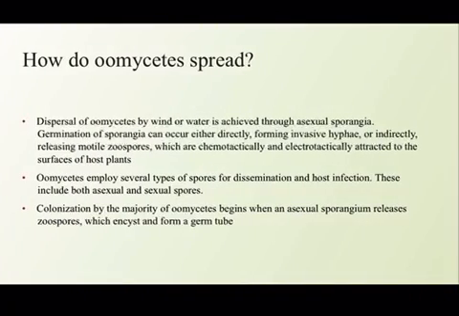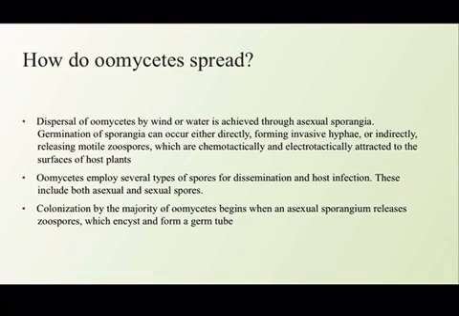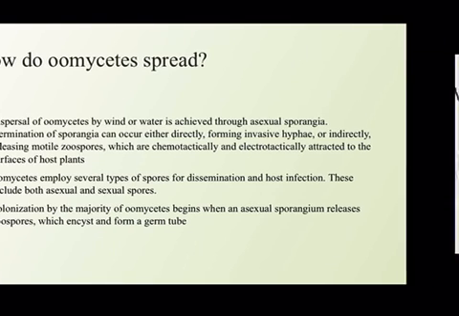How do oomycetes disperse? Dispersal of oomycetes by the wind or water is achieved through asexual sporangia. Germination of the sporangia can occur directly, forming an invasive hyphae, or indirectly, releasing motile zoospores, which are chemically and electrically attracted to the surface of the host plant. Oomycetes employ several types of spores for dissemination and host infection. Colonization by the majority of the oomycetes begins when an asexual sporangium releases zoospores, which encyst and form a germ tube.